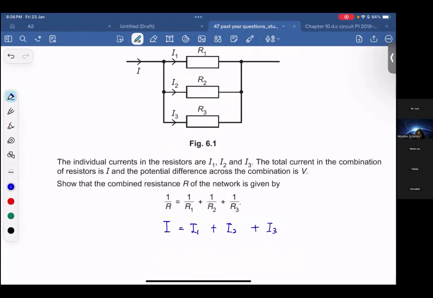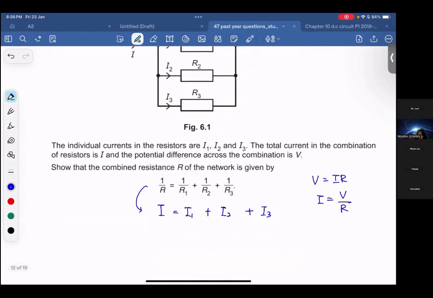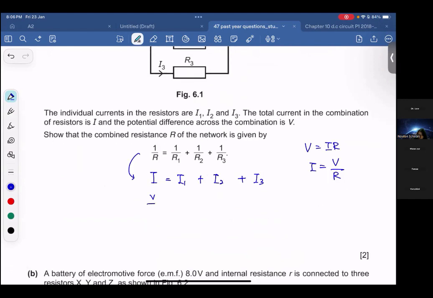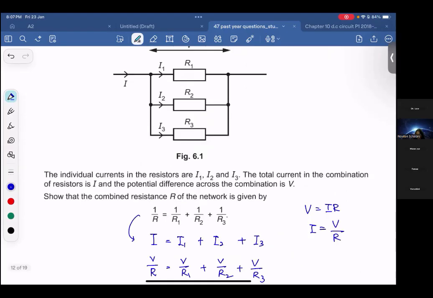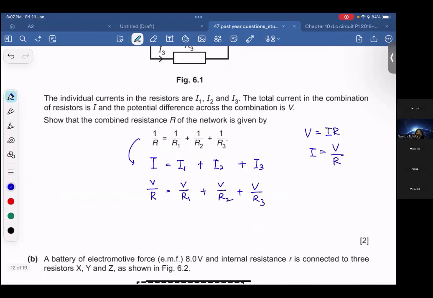Okay. Then how do we relate I and R? We understand V equals IR. So your I is actually V over R. So here, for every single I, we put V over R: V over R equals V over R plus V over R plus V over R. Then I label R1, R2, R3. Then this is total R. Then how are we going to become 1 over R? Where is the V going? Why did the V suddenly disappear?